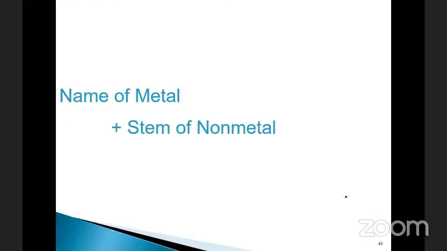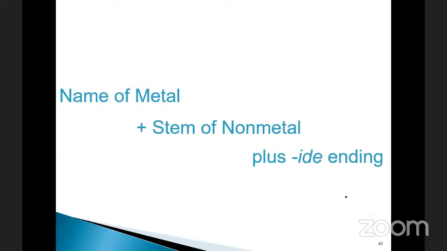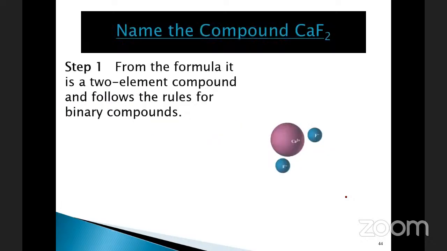Okay, so basically this is a summary of how we name binary ionic compounds. We start out with the name of the metal, then the stem of the name of the nonmetal, and then we have the IDE ending attached to the stem of the name of the nonmetal. That's basically how we name these types of compounds. So we're looking at, for example, this compound right here, CaF2.